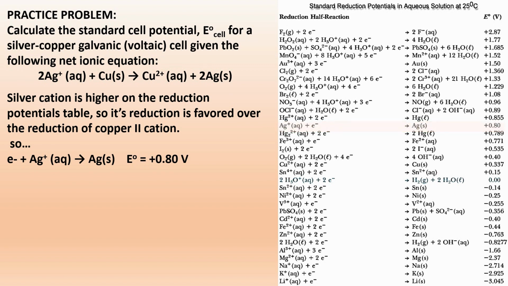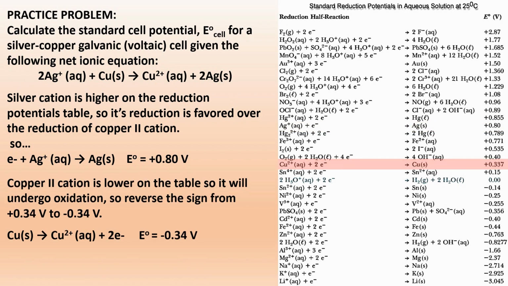Silver cation is higher on the reduction potentials table, so its reduction is favored over the reduction of copper 2+ cation. So in the half reaction, we write Ag+ aqueous plus e- produces Ag solid with a reduction potential of plus 0.80 volts.